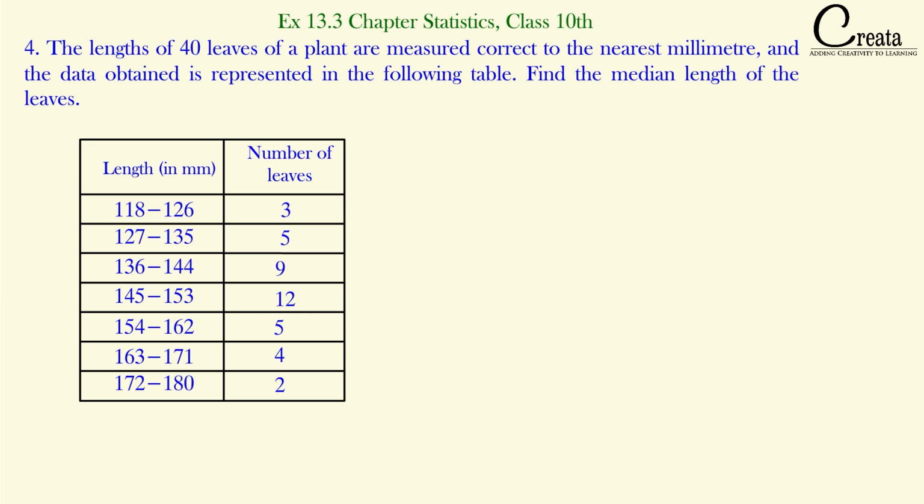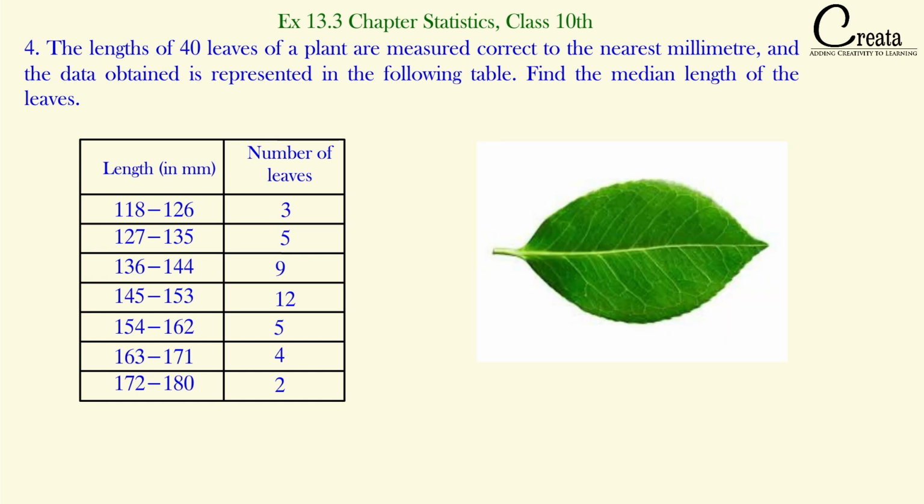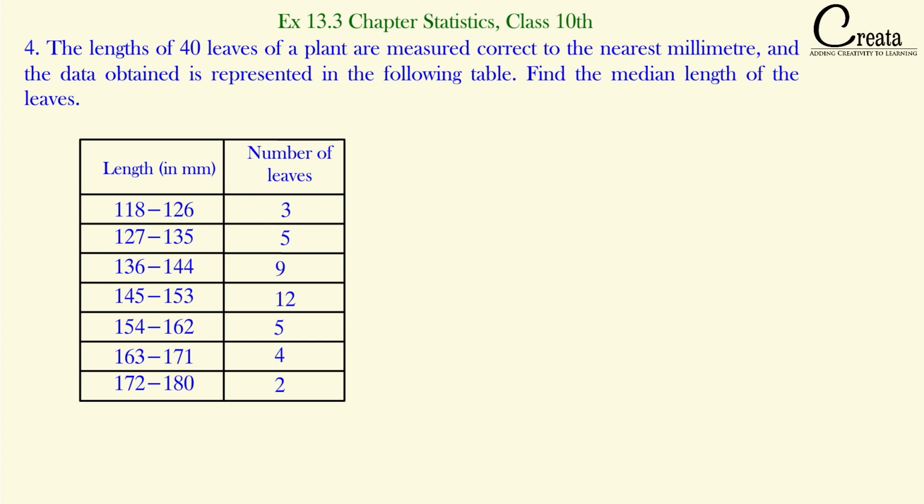Here this is question number 4. In this question, the data is given regarding the length of the 40 leaves of a plant. We have a plant with 40 leaves, or we have taken the data of 40 leaves. In the first column, we have the length of the leaf in millimeters. In the second column, we have the number of leaves. For example, 3 leaves have a length in the range of 118 to 126. 5 leaves are in the range of 127 to 135. Similarly, the data is given regarding the length of the leaves and the number of leaves.